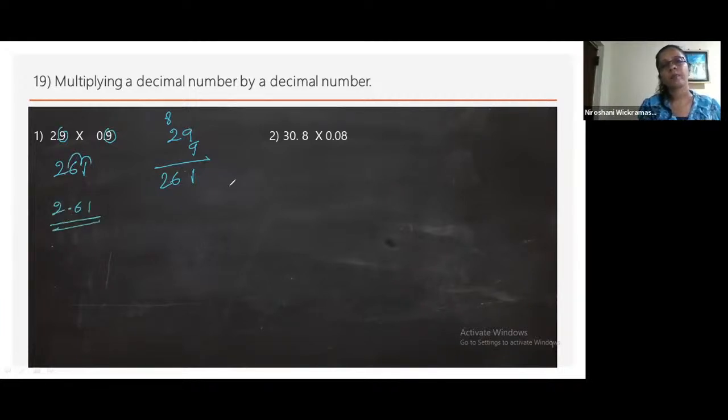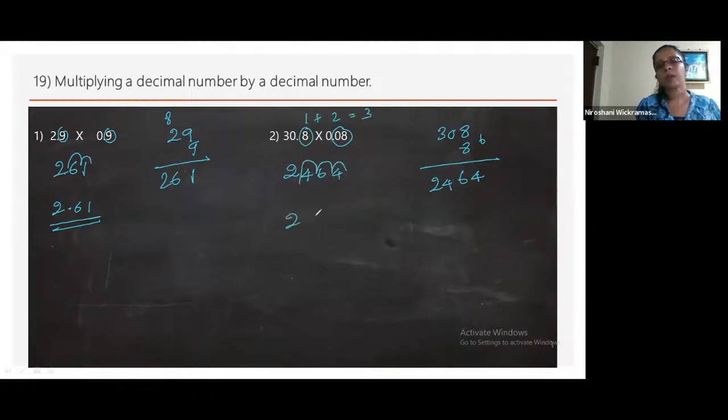2.61. Now don't think about the decimal places. First multiply 308 by 8. 8 times 8, 64, 6 remaining. 8 times 3, 24, and 6, 30. So 2464. How many decimals? 2 and 1. 1 plus 2, that is 3. 1, 2, 3. So 2.464.